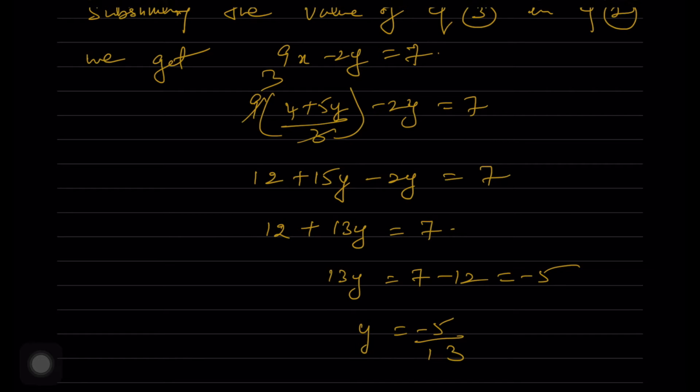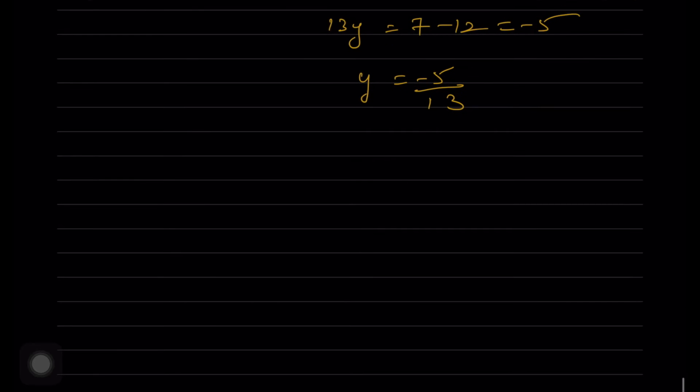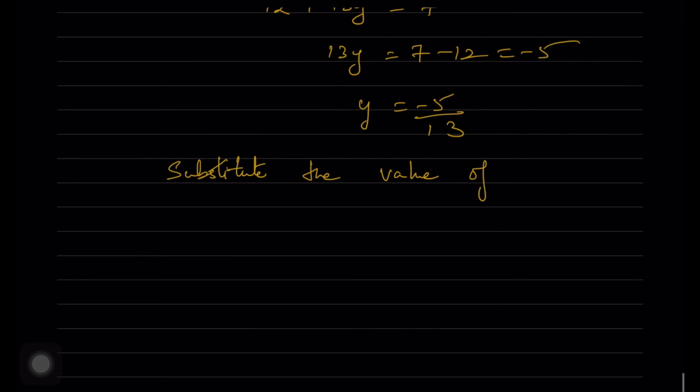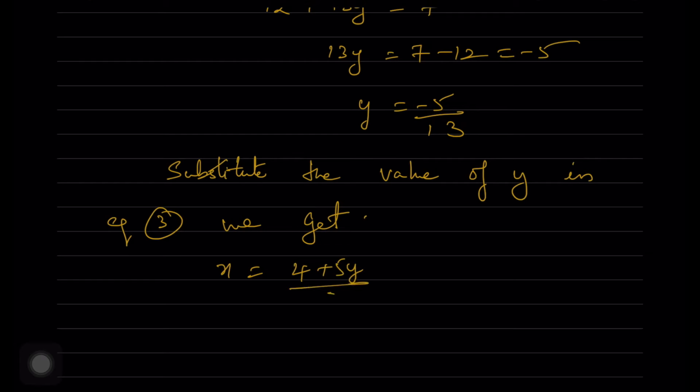I'm sorry, 13y is equal to 7 minus 12, which is equal to minus 5. So y is equal to minus 5 by 13. Got the first answer. Now substitute the value of y in equation 3. We get x is equal to (4 plus 5 into minus 5 by 13) by 3.